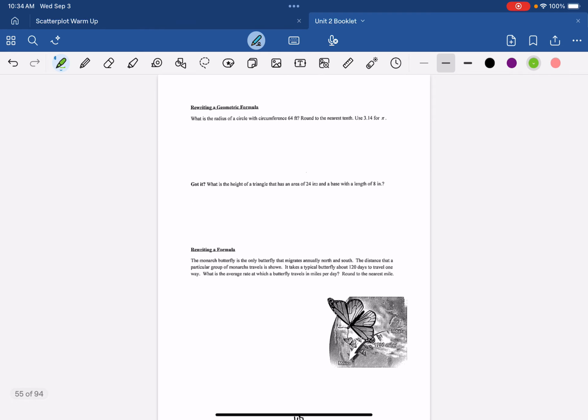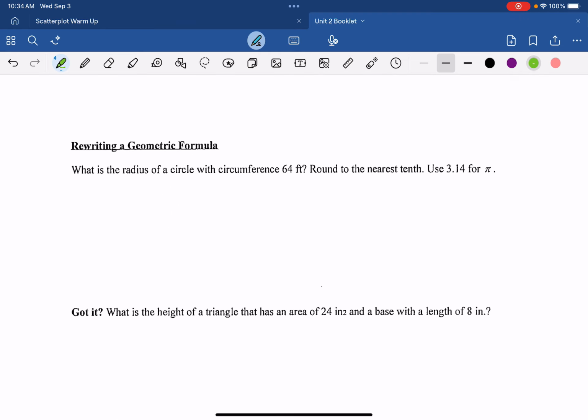All right, so here's our first one. It says rewriting the geometric formula. Here I'm going to give you a statement. It says, what is the radius of a circle with circumference 64 feet? And then I give you a little instruction that says round to the nearest tenth and use 3.14 for pi. When I give you this, notice I'm not giving you an equation. There's no equation listed.